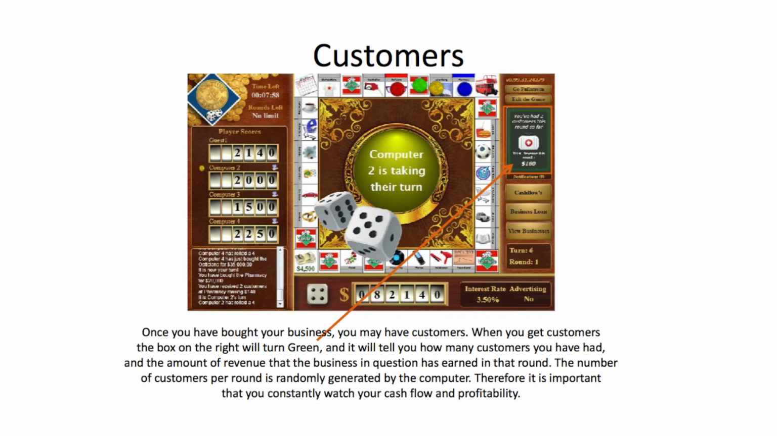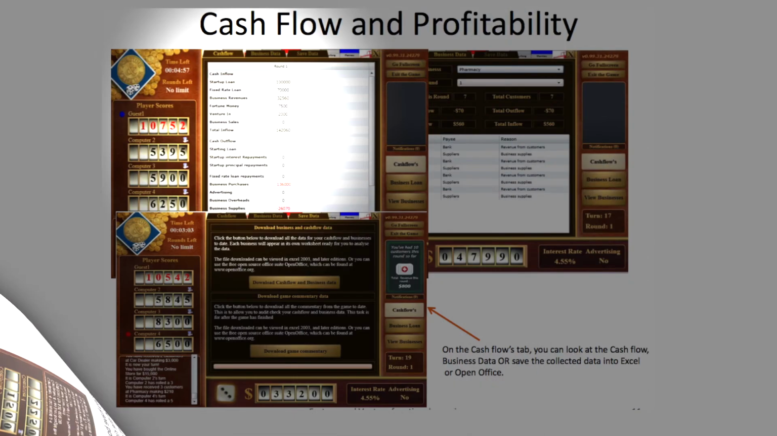Customers. Once you have bought your business, you may have customers. When you get the customers, the box on the right will turn green, and it will tell you how many customers you've had, and the amount of revenue that the business in question has earned in that round. The number of customers per round is randomly generated by the computer. Therefore, it is important that you constantly watch your cash flow and profitability.